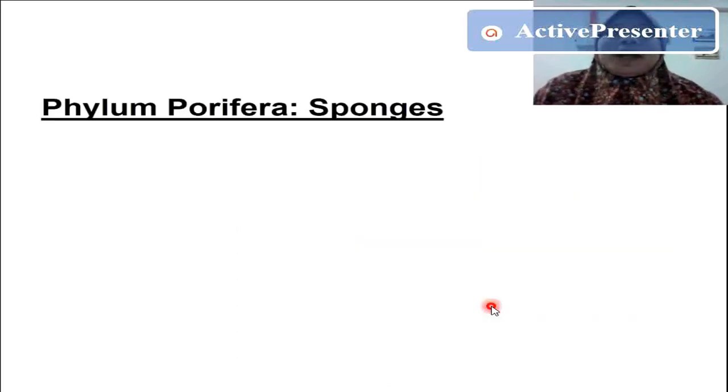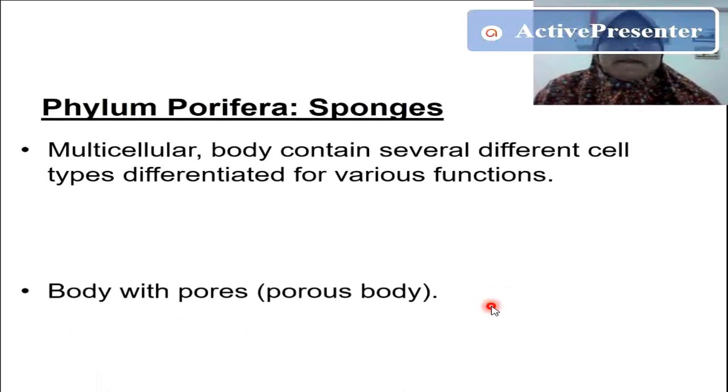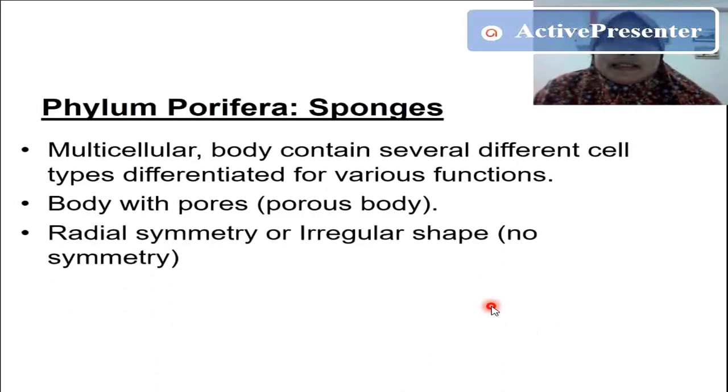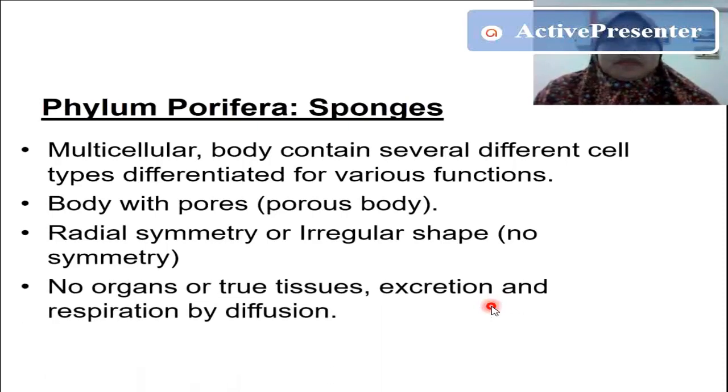So what are their characteristics? Of course they are multicellular organisms. The body contains several different cell types that are differentiated based on various functions. So they are not made of tissue, they just have cells with specialized functions. Next, the body is porous, which means the body has pores. I will show you the picture later.